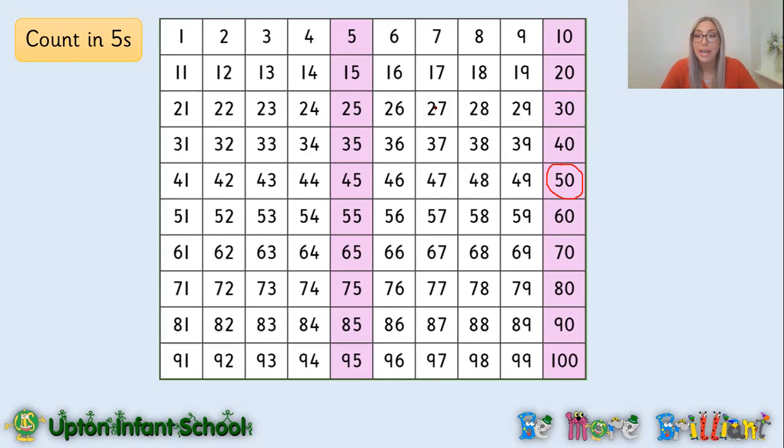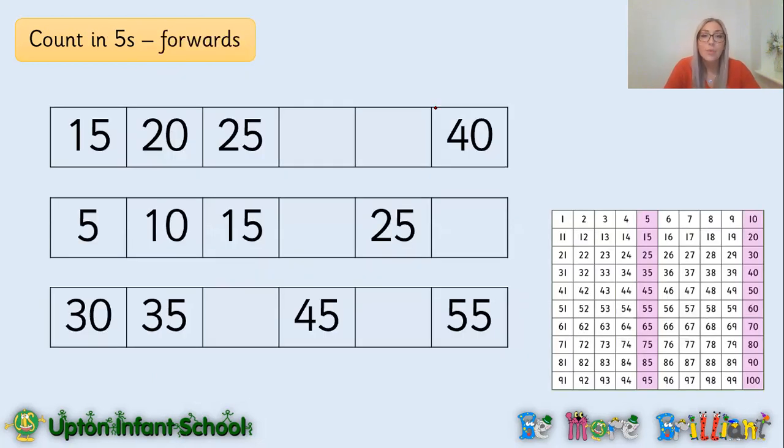Backwards is so tricky. Okay, so we have got our number sequences, and there are some missing numbers again. We have got 15, 20, 25, blank, blank, 40. So there's 2 missing in that one. 5, 10, 15, blank, 25, blank. Another 2 missing. 30, 35, blank, 45, blank, 55.